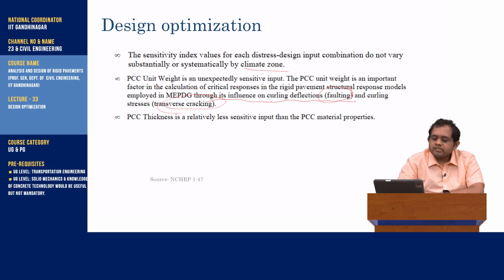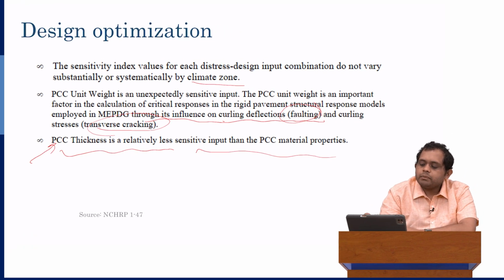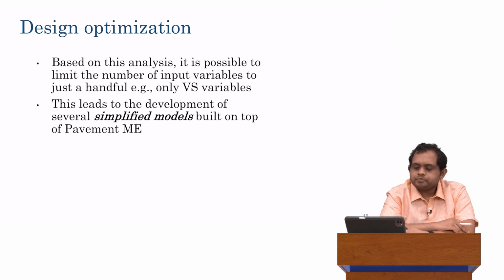Interestingly, they found that PCC thickness is a relatively less sensitive input than PCC material properties. Now, that is a very, very interesting finding. I'm going to contrast it a bit with what the MEPDG finally does, but you just want to remember this point. PCC thickness is a relatively less sensitive input than PCC material properties, which means it might be better not to change the thickness of the PCC, but maybe increase the strength of the PCC. According to them, that's probably a better way if you want to decrease the cracking or decrease the faulting. I'll come back to this in a couple of slides.